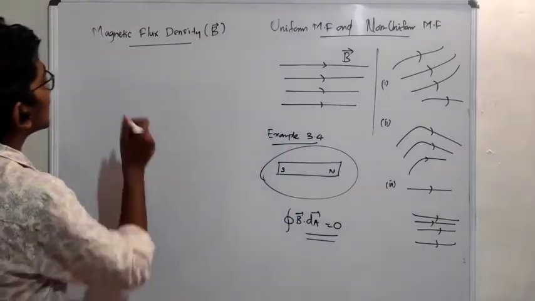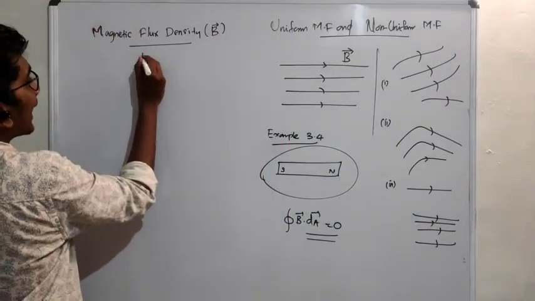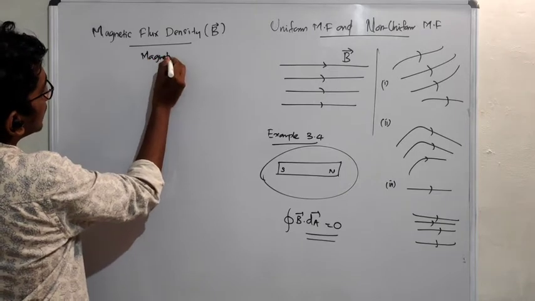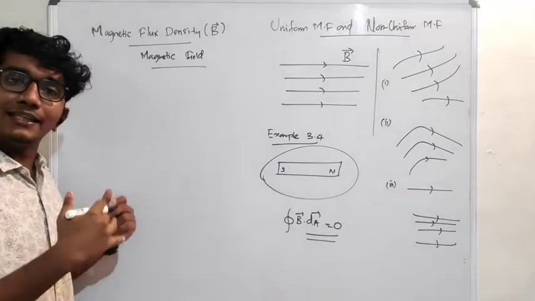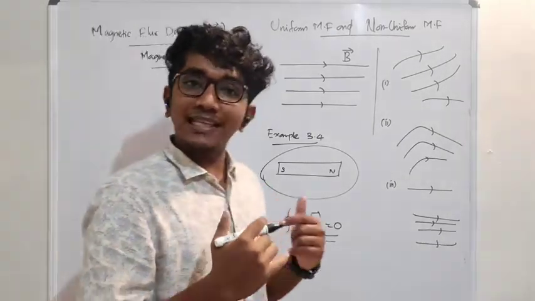So which is nothing but magnetic field. So magnetic field technically you can explain in this way also: flux per unit area. Okay.